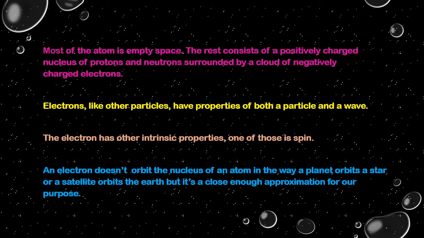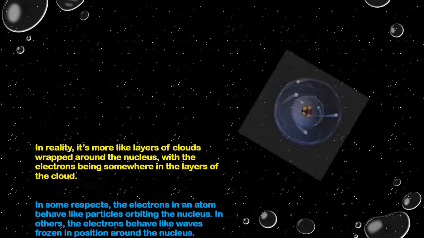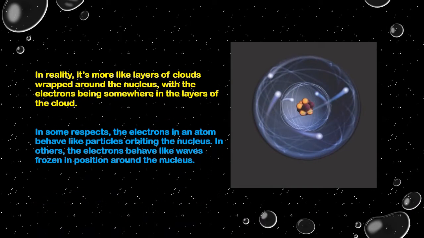An electron doesn't orbit the nucleus of an atom in the way a planet orbits a star or a satellite orbits the Earth, but it's a close enough approximation for our purpose. In reality, it's more like layers of clouds wrapped around the nucleus, with the electrons being somewhere in the layers of the cloud. In some respects, the electrons in an atom behave like particles orbiting the nucleus. In others, the electrons behave like waves frozen in position around the nucleus.